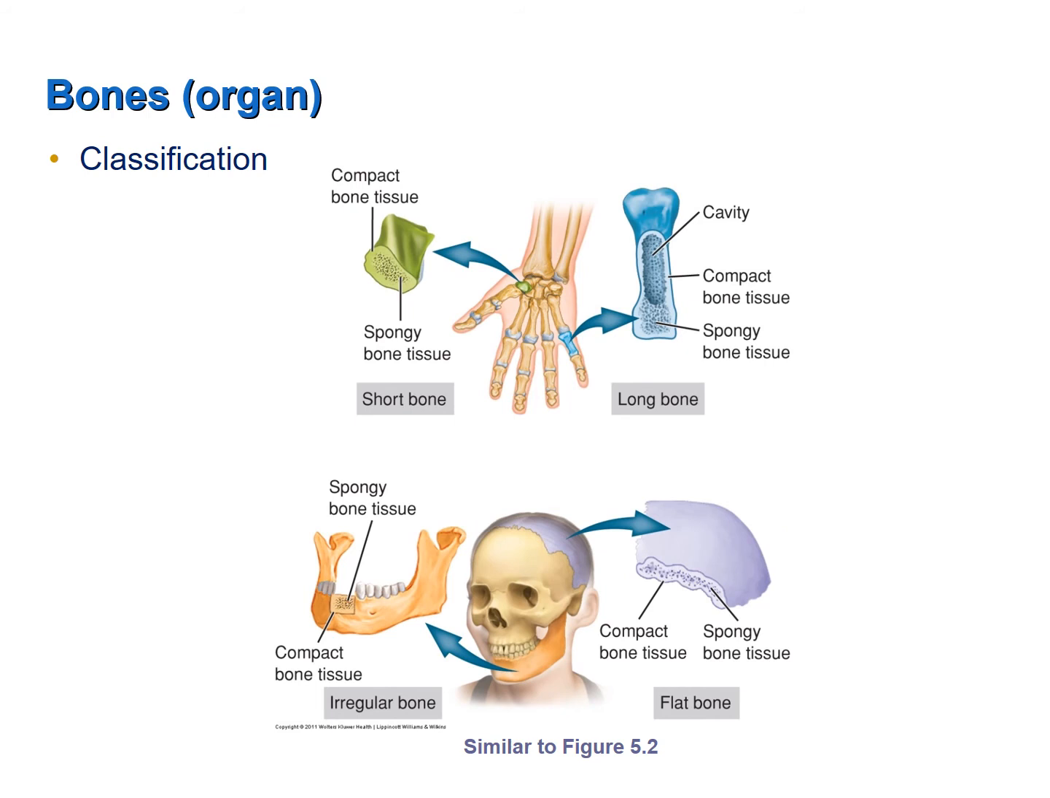Now that we have discussed bone, the tissue, let's talk about how we classify bone, the organ. Bone, the organ, is classified by shape. We have long bones, short bones, flat bones, and irregular bones. First, long bones.